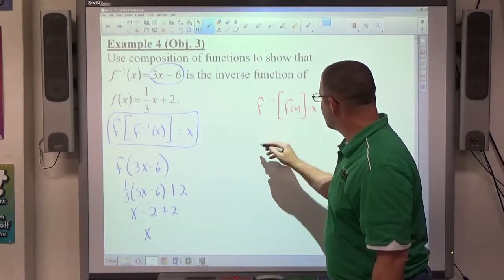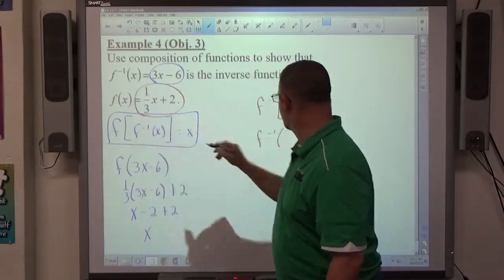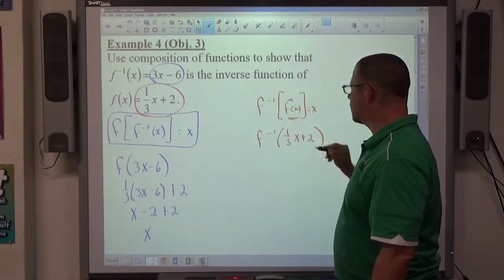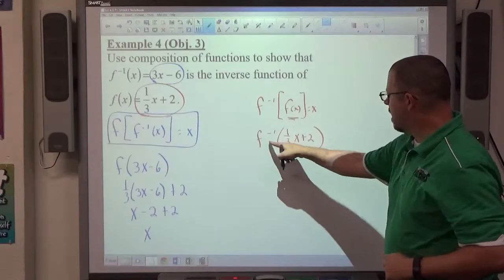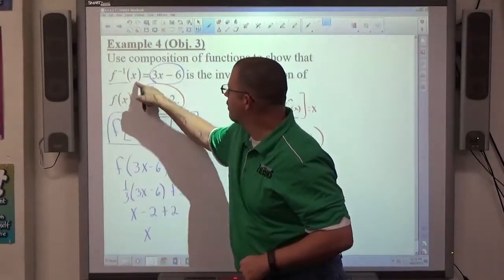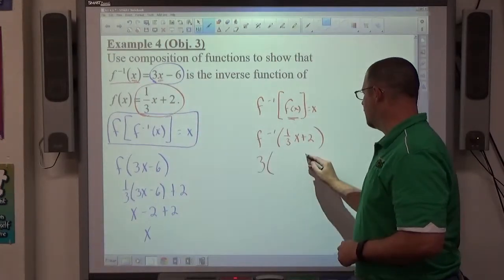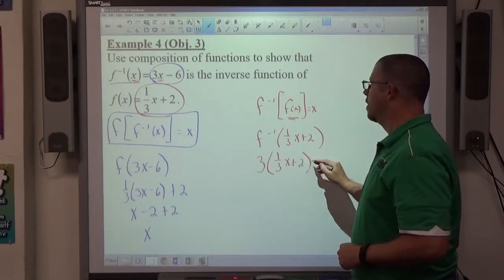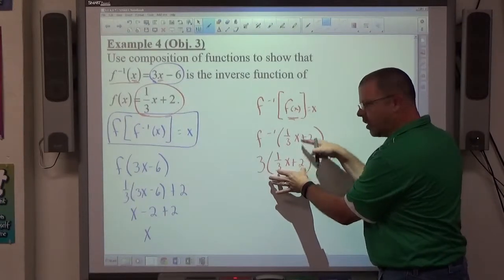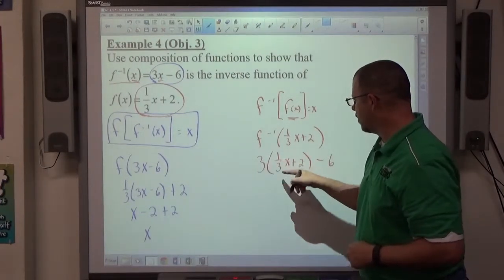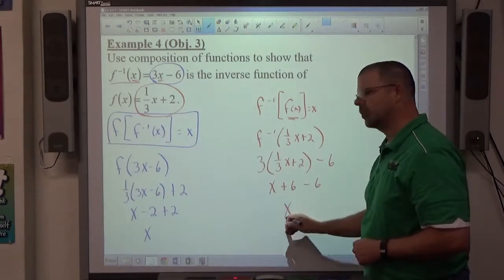So in this case, f inverse of f of x. So f inverse of f of x is this expression. So I'm going to put 1/3 x plus 2 here. And I'm just taking the left-hand side of the idea here, doing this. f inverse of 1/3 x plus 2 means to go up to f inverse of x and change x into 1/3 x plus 2. So it's going to become 3 times 1/3 x plus 2 minus 6. So again, this is 3x minus 6, x changed to that thing. We distribute the 3 through. 3 times 1/3 x is x. 3 times 2 is plus 6, then minus 6, and x plus 6 minus 6 equals x.